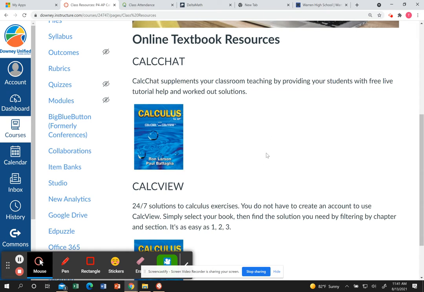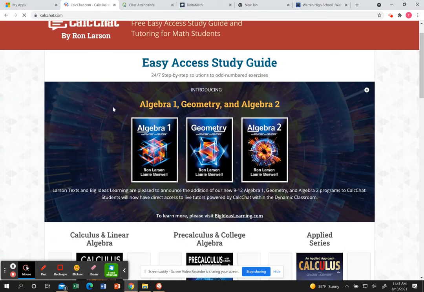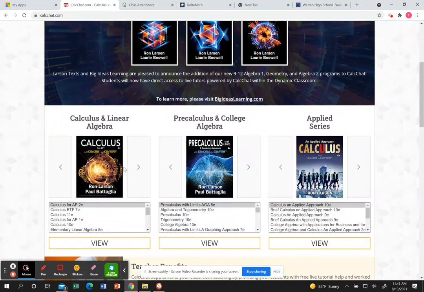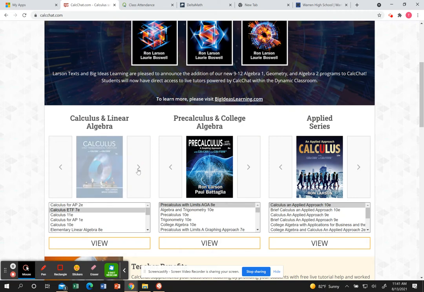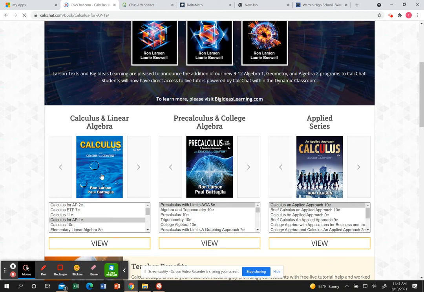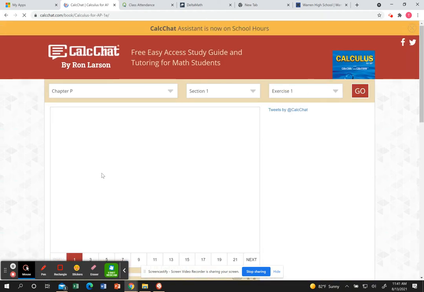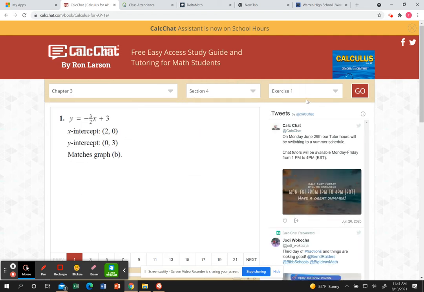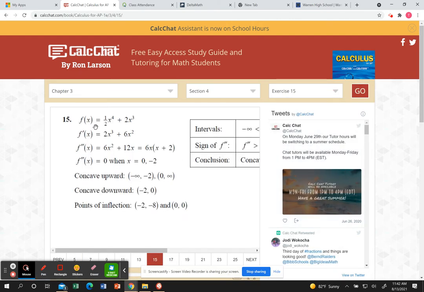So let's say we're working on chapter 3 or something like that, and you're stuck in a problem. I'm going to give you always odd problems. When you click on that icon, you go to Calc Chat. On the very left side, it says Calculus. This is not our book. You press the arrow till you get to our book. So this is it. Let's say we're working on chapter 3, section 4, and you got stuck on number 15. If you press go, it will give you a worked out solution of how to solve that question.